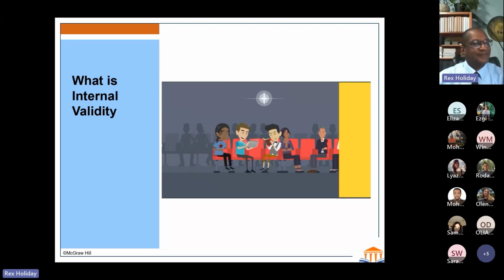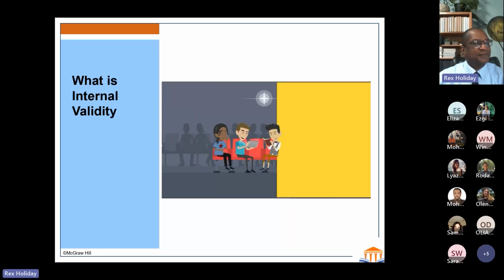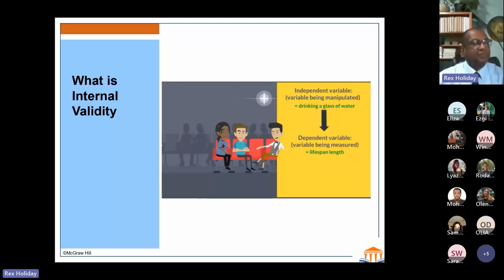Of course, this conclusion isn't valid. In this experiment, the dependent variable, that is, the variable the experimenter was trying to measure, was lifespan length, and the independent variable, that is, the variable that was changed by the experimenter, was drinking a glass of water. One of the things needed for a conclusion to be valid is that the independent variable has to be the only thing that influences the dependent variable.